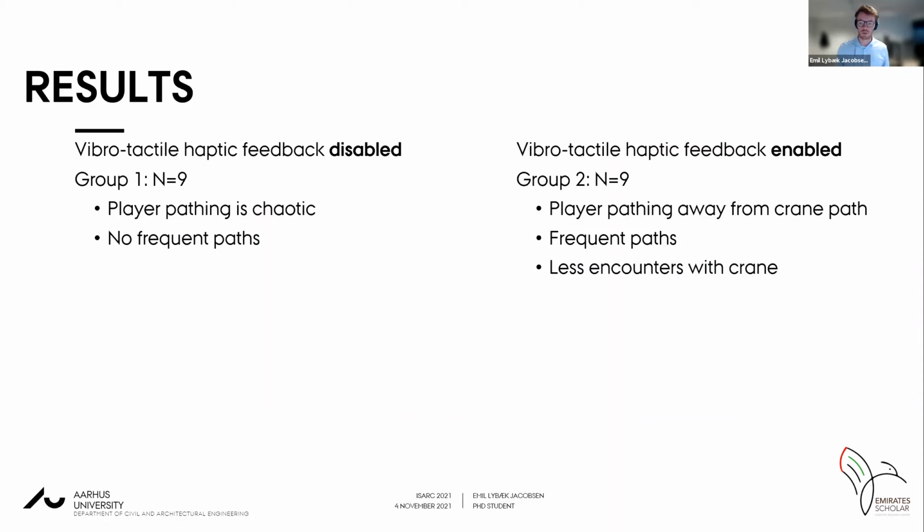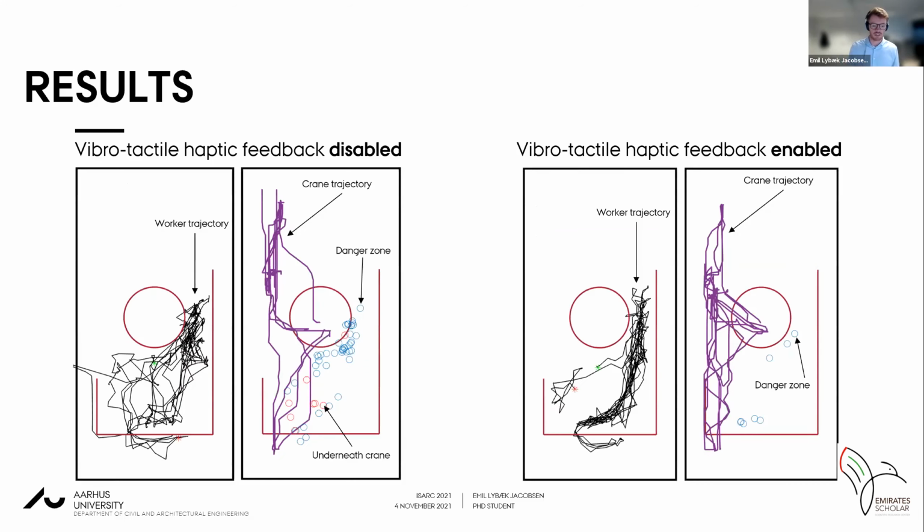And what we see in the enabled group is that player pathing is a lot more concise and very frequent, and it's often very far away from the crane path. And this obviously leads to fewer encounters with the crane. And just to visualize it, I have here on the left, without haptic feedback, and on the right, with haptic feedback. And when we look at the left image on both of these, we can see that the player pathing, the worker trajectory, is a lot more frequent in the one where they get haptic feedback. And this leads to these small dots being a lot fewer on the right. These are danger zone encounters, and there are also underneath crane encounters here.